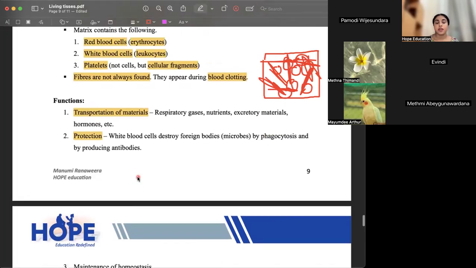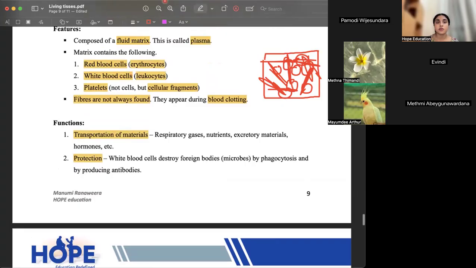Protection. In our body, we said that there are 3 types of cells now.